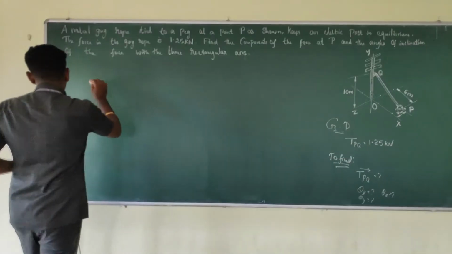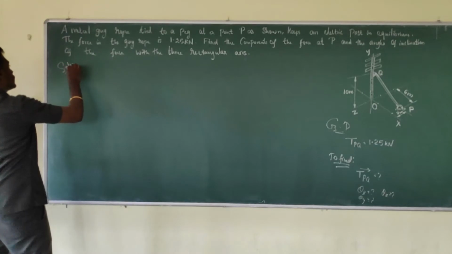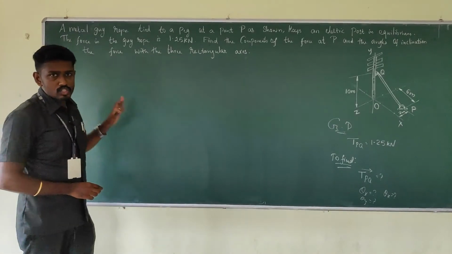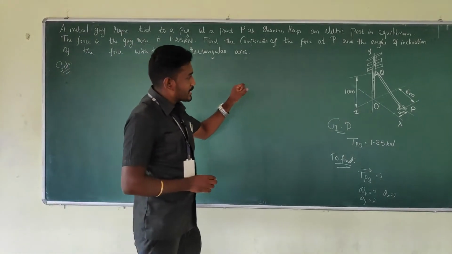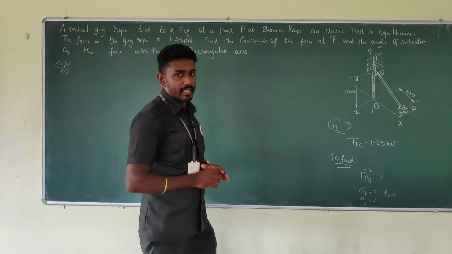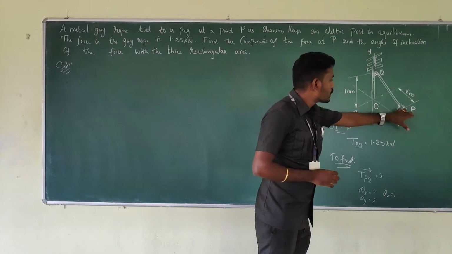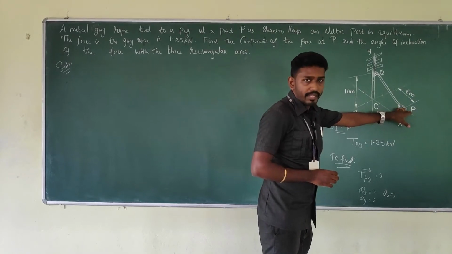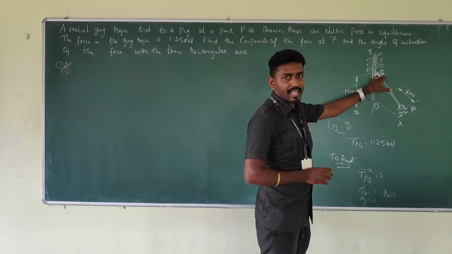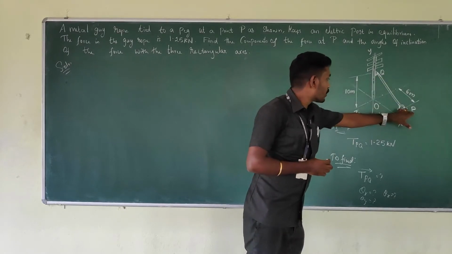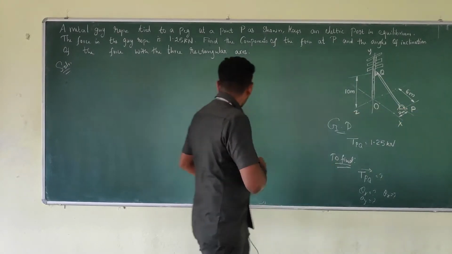So let us go into the solution part. Always try to gather all the coordinates in the system. Here two points are there, P and Q, and we need to specify the P coordinates and Q coordinates, where each is actually located in space. So first concentrate on P coordinates.